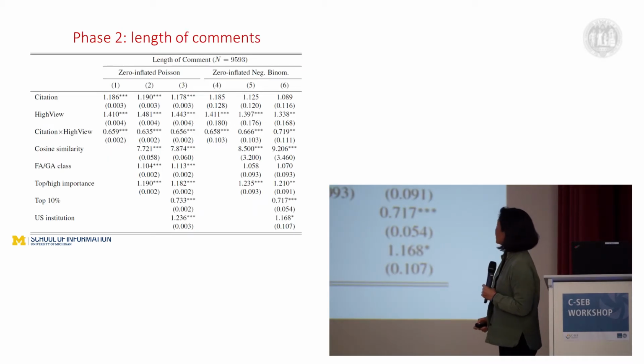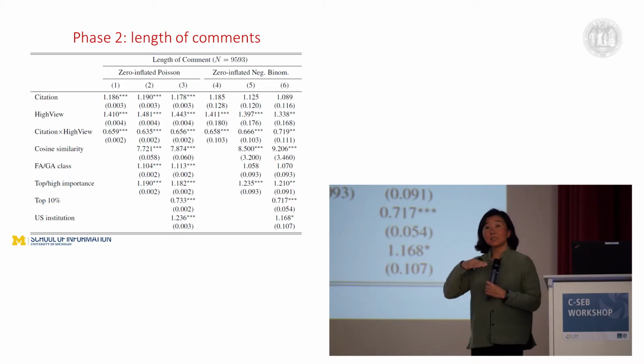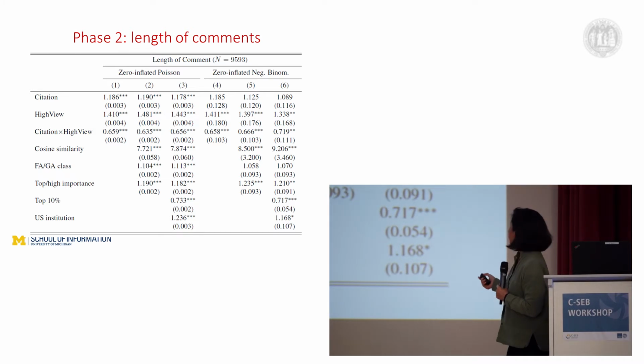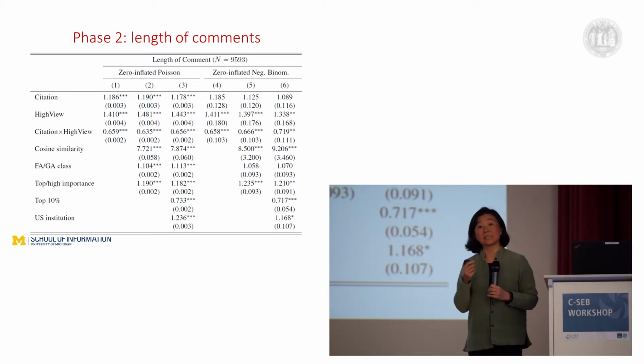So this is the regression result on the length of comment. If you will, this is the phase 2 result, how much people contribute. After people click yes, a third of the people who click yes actually contributed. This is why we use the zero inflated negative binomial, to account for the two-thirds of zero contributions.